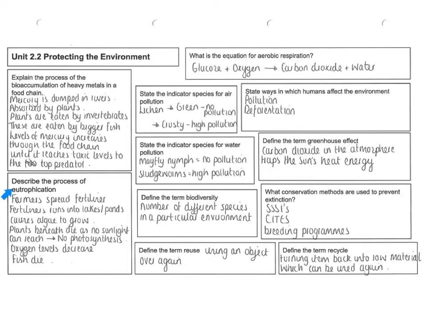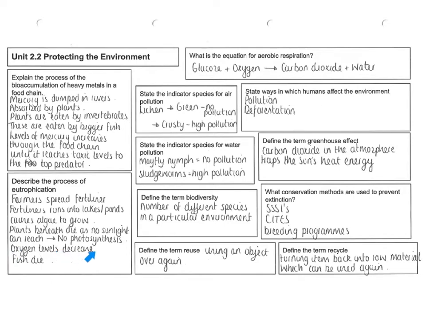Describe the process of eutrophication. So farmers spread fertiliser on their fields. The fertilisers are going to run into lakes and ponds when we get excess rain, for example. This is going to cause the algae to grow on top of the surface, and then because of that, the plants beneath the surface of the water are going to die as no sunlight can penetrate through the algal bloom. With that, they can't photosynthesize.